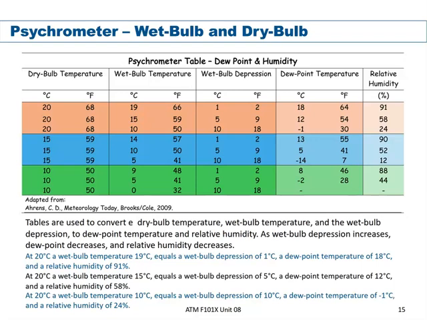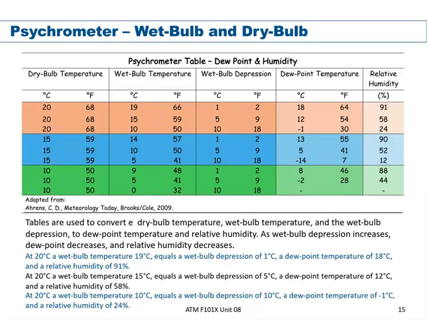Tables have been computed to convert the temperatures in the depression to the dew point temperature and the relative humidity. As the wet bulb depression increases, the dew point decreases and the relative humidity decreases. For example, a dry bulb temperature of 20 degrees Celsius with a wet bulb temperature of 19 degrees Celsius has a wet bulb depression of 1 degree Celsius, and this corresponds to a dew point temperature of 18 degrees Celsius and a relative humidity of 91%.